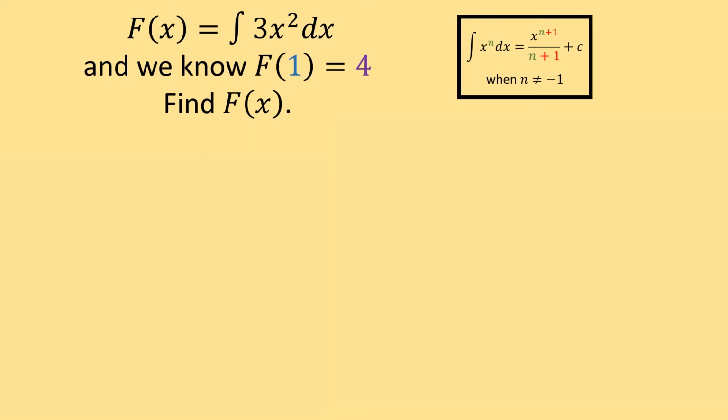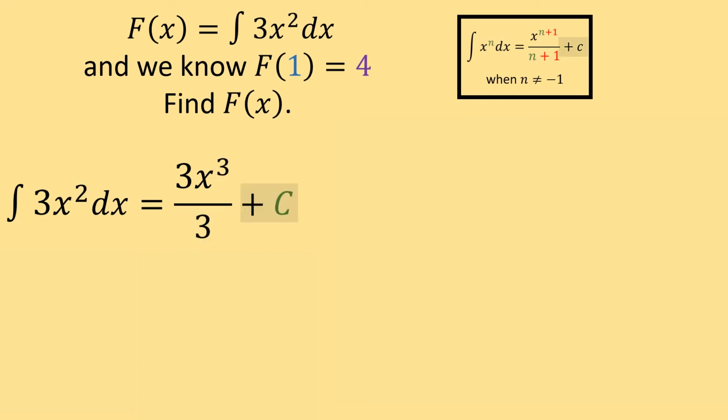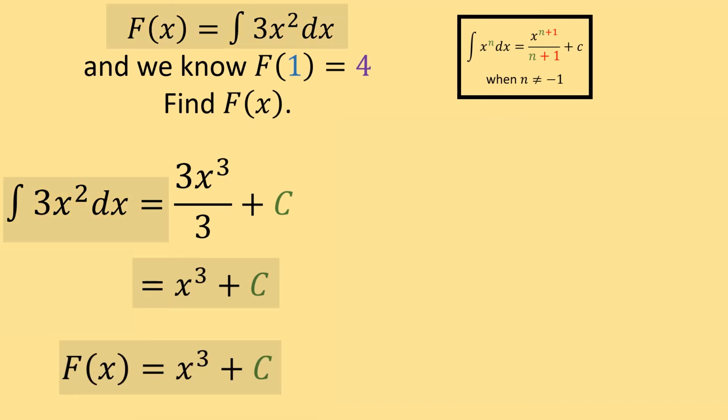So to solve for capital F of x, we're going to just start by taking the integral of 3x squared dx. We'll take the power of x, we'll add 1, and then we're going to divide by that new power. So 2 plus 1 is 3, and we're going to divide by 3. We add c because we don't know what constant we may have missed during the integration. We can cancel out the 3's and we just get x to the third plus c. So far what we have is capital F of x is equal to x to the third plus c.